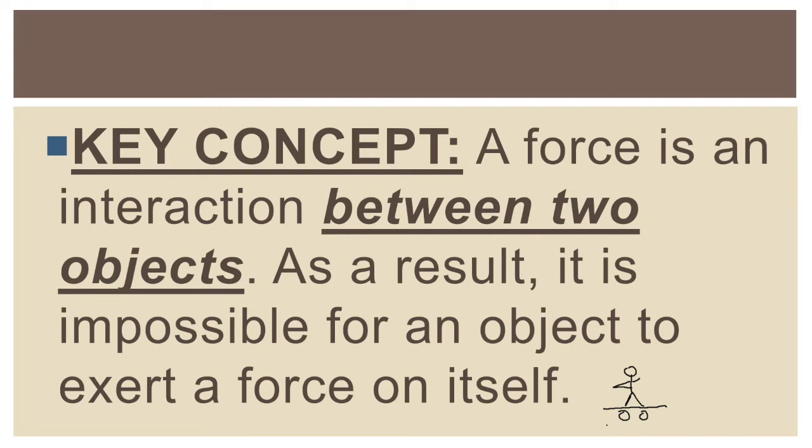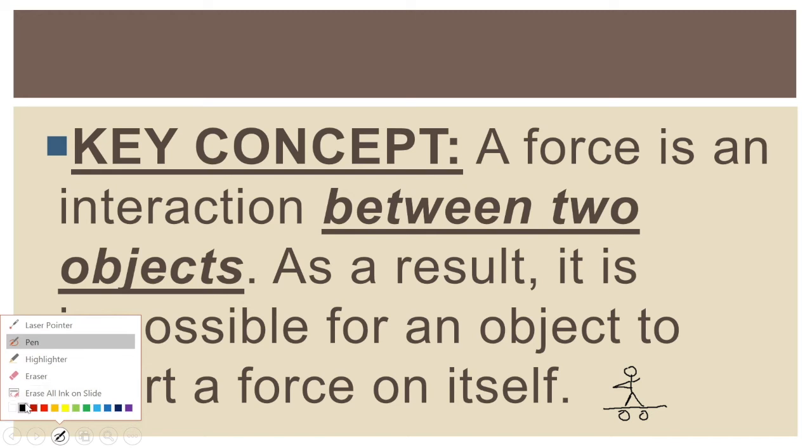The only way that you could get the skateboard to move is to interact with something else, either by putting your foot on the ground or by using your hands to push off of a wall or something like that. And so the main idea here is that objects cannot exert forces on themselves to cause motion. They have to interact with other objects.